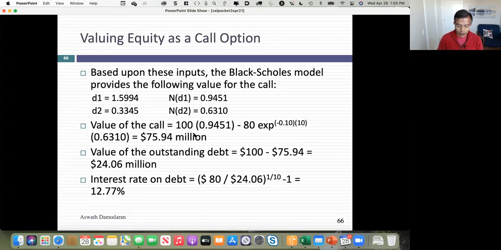I'll get to the bottom line. If I plug the numbers in, the value that I get for a call option is 75.94 million. You say, what the heck is that? Remember, you as an equity investor own the call option. Your equity is worth 75.94 million.